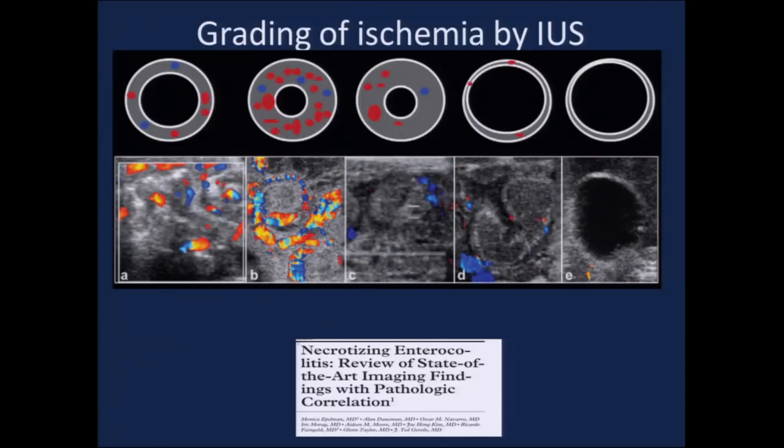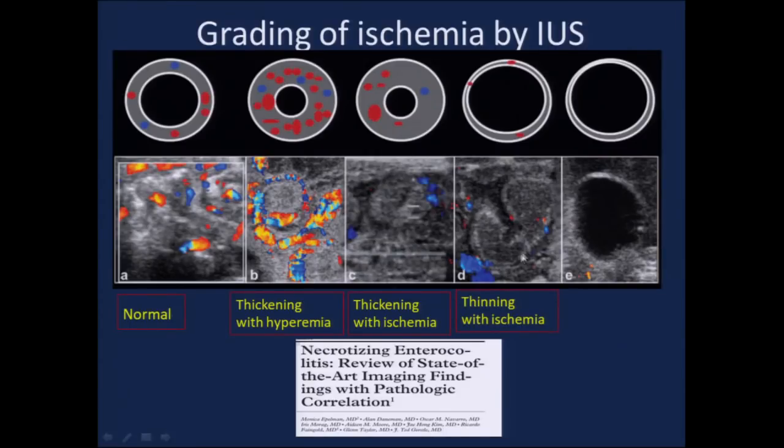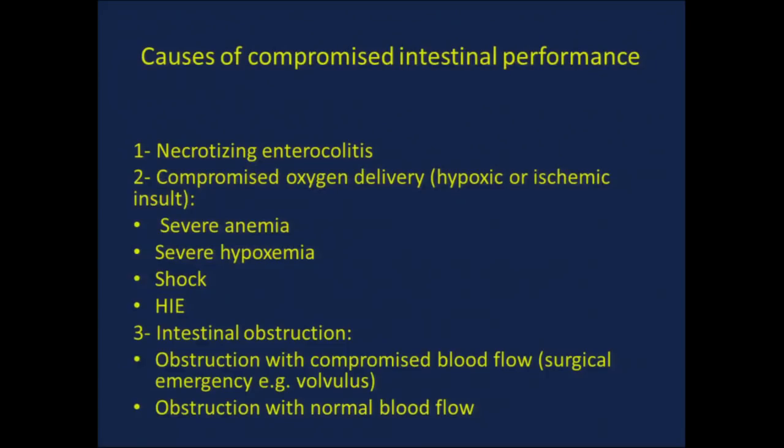So we have grading of ischemia. That's not actually my grading. That has been reported by a group of other experts. So if you have thickening with hyperemia, that's early stage. And if you have thickening with ischemia, that's a later stage. You have thinning of the wall, a very thin wall, and there is no blood flow. No color Doppler can be appreciated here. That's actually late, and the very late, that's almost dead bowel, when you have thickening and no blood flow at all. There is no color Doppler can be appreciated. So that's the grading system that we are using to grade ischemia on ultrasound.